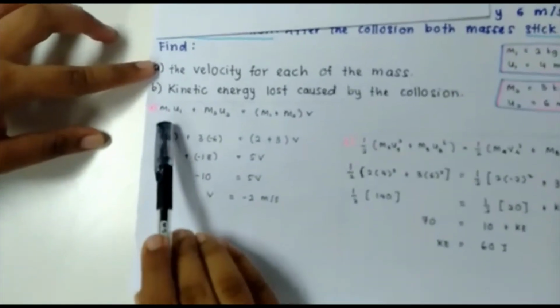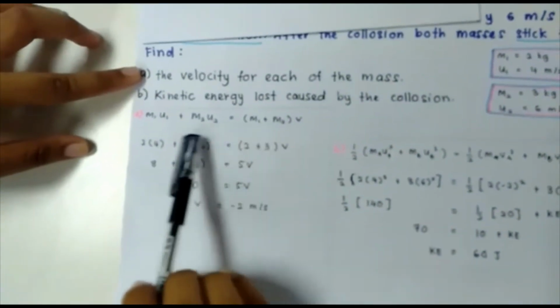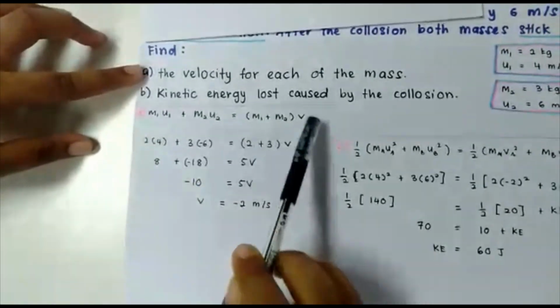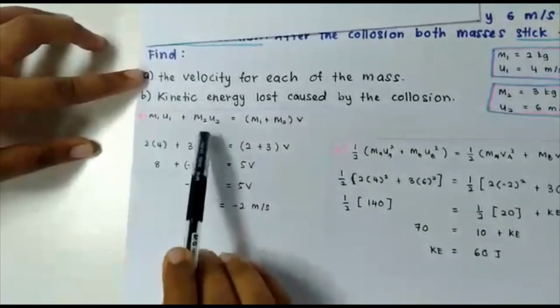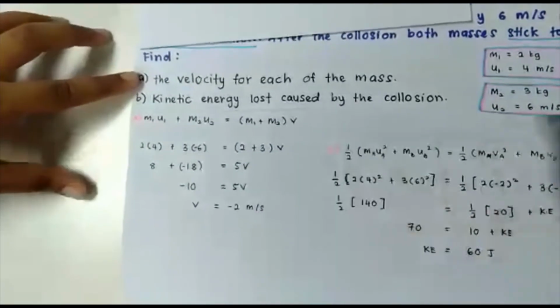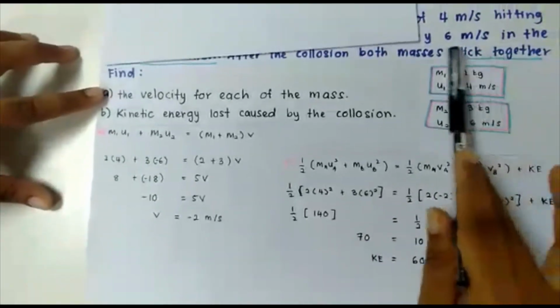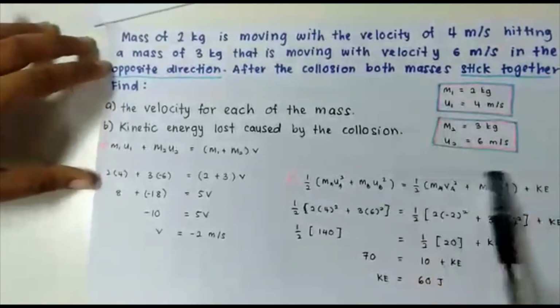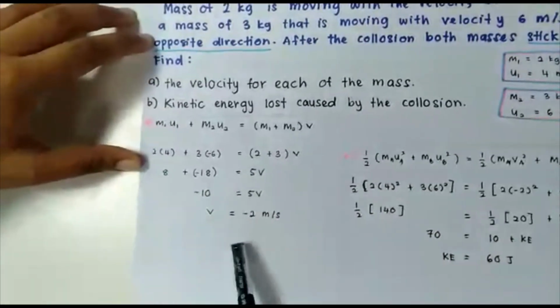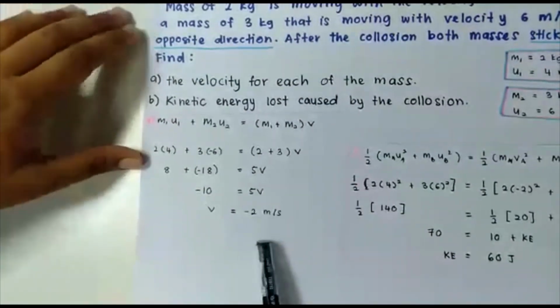So we have to use the formula of m1u1 plus m2u2 equals m1 plus m2 times v. So paste all the information from the question into the formula and we calculate it, we will get the velocity equals -2 meter per second.